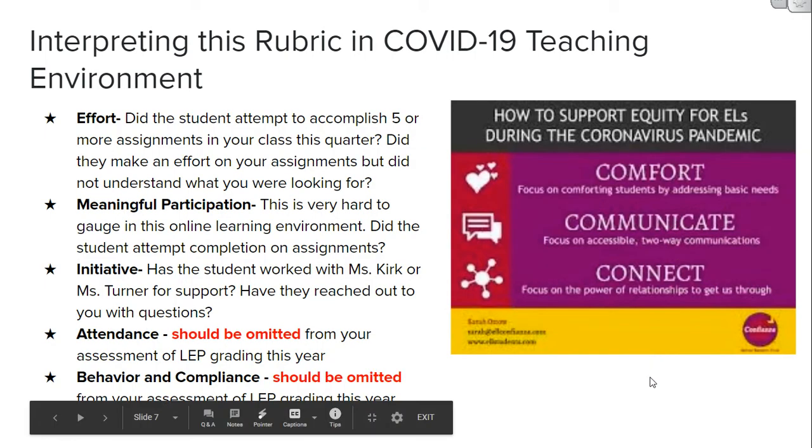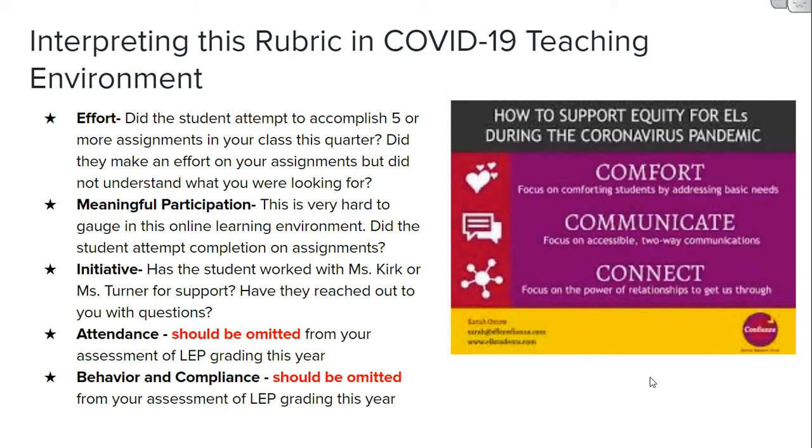So interpreting this rubric right now in COVID-19 is really important because you're going to have to ask yourself some different questions since you're not physically seeing our emergent students every day. So, for example, in the effort section, you could be asking yourself, did the student attempt to accomplish 5 or more assignments in your class this quarter? Now, to the average American student who's taking classes in their first language, 5 assignments seems like, okay, they're not trying at all. They're just putting in their minimum.